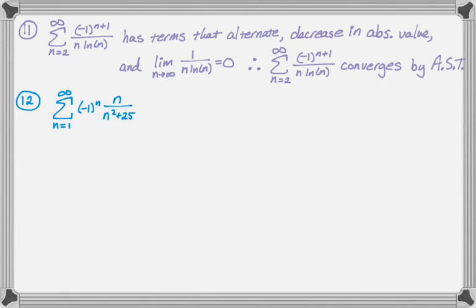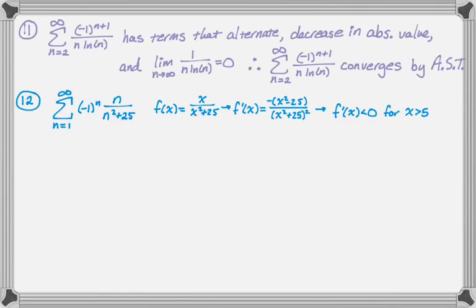So we have this. This one is maybe a little more complicated, so we're going from 1 to infinity of negative 1 to the n, so definitely alternating, times n over n squared plus 25. So what I'm going to do here is, I want to use the alternating series test, but I'm going to take the derivative of this function. I took the absolute value, and then I changed all the n's to x's. The derivative of this works out to negative quantity x squared minus 25 over x squared plus 25 squared. And if we set that less than 0 and solve, we find that f prime is less than 0 when x is greater than 5.